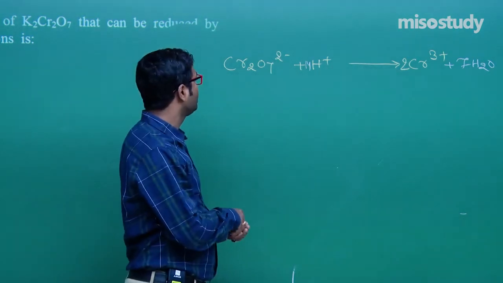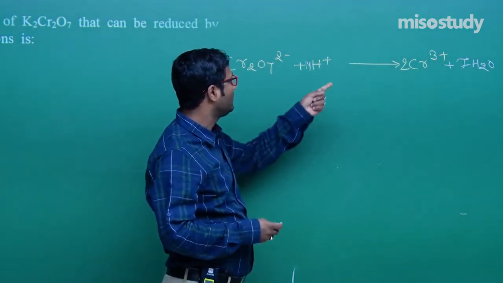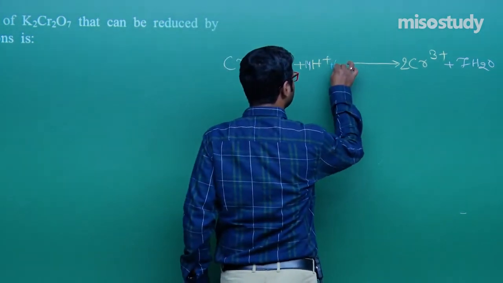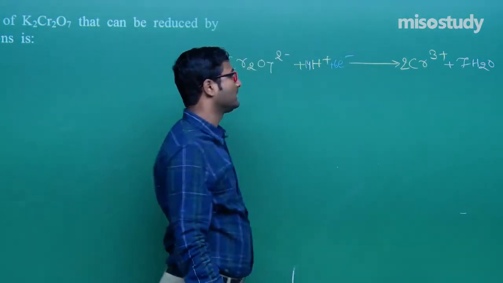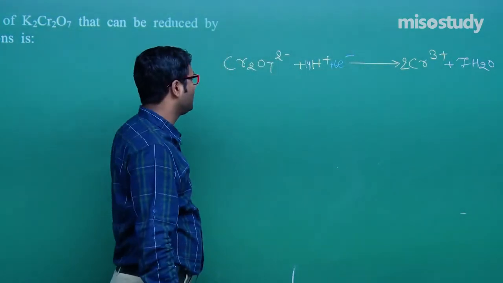Clear? Now how to balance the charge here? That is 12 plus 6, put here 6 electron. Clear? This is the reduction half reaction.